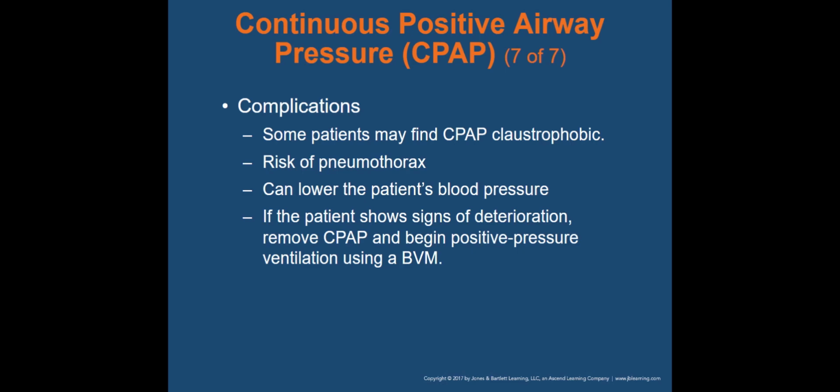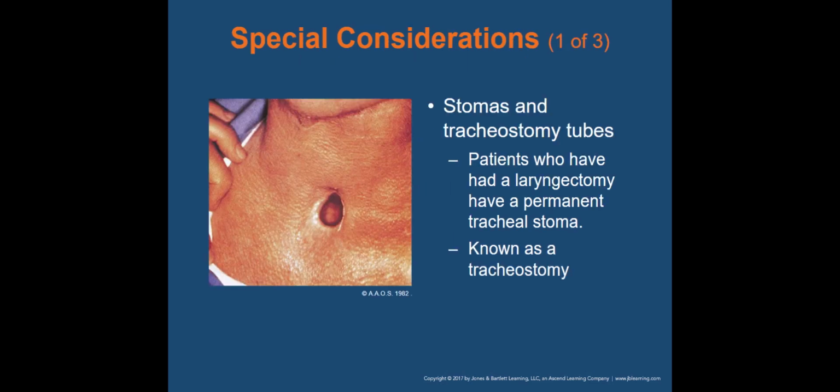Complications: a lot of patients actually find CPAP to be claustrophobic and they'll resist application of the mask. Oftentimes, if you're talking to your patient, you can actually coach them through the process rather than forcing the mask on them. Due to the high volume of pressure generated by CPAP, pneumothorax is a risk. High pressure in the chest can lower the patient's blood pressure. If the patient shows signs of deterioration, remove the CPAP and begin positive pressure ventilation using a BVM attached to high flow oxygen.